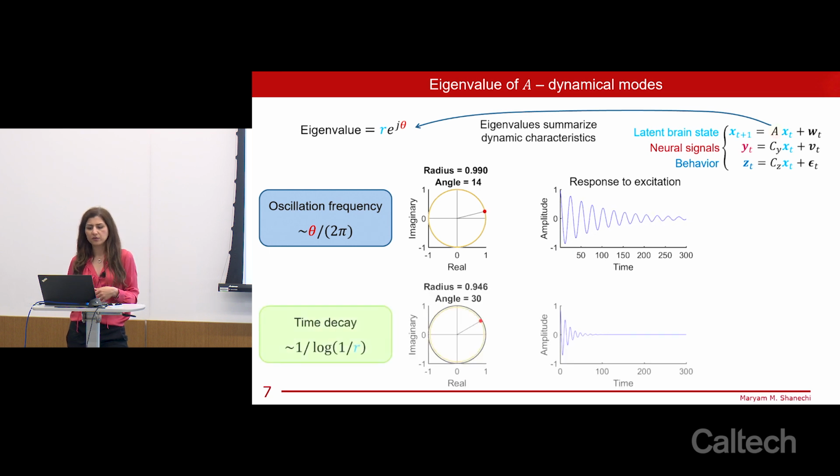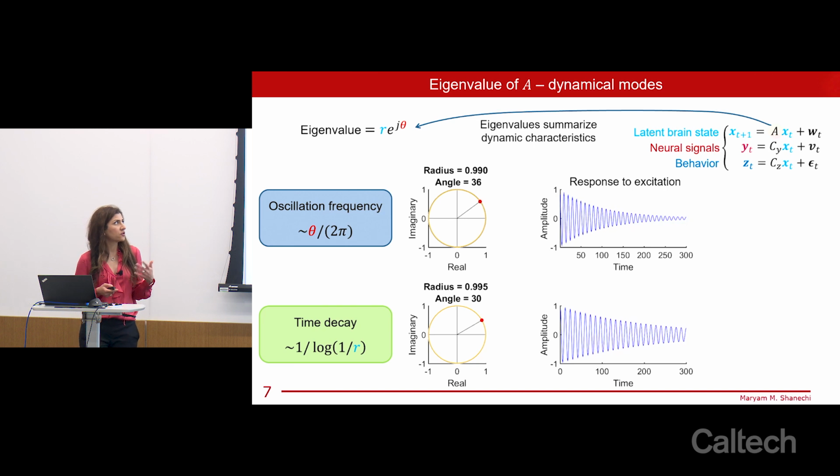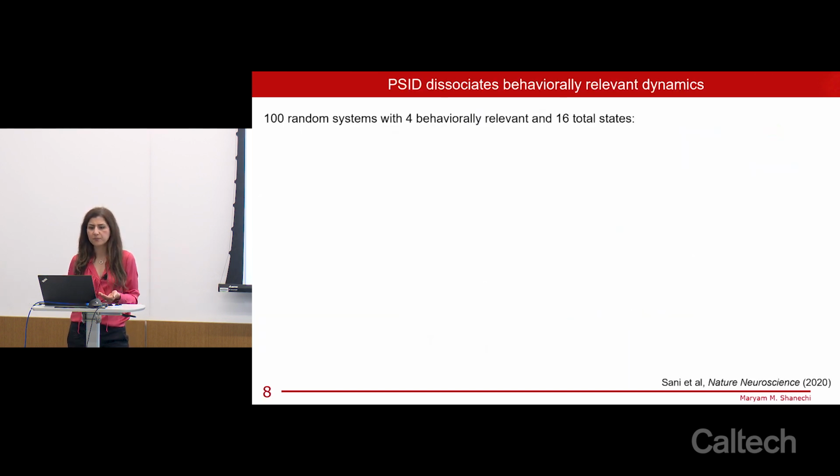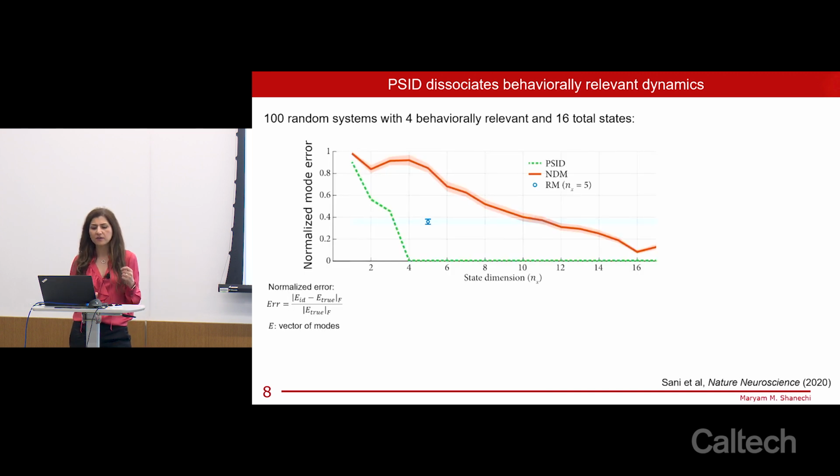the oscillation frequency as well as time decay in response to excitations. So we looked at these within simulated models and how well we can learn them. So we simulate 100 random systems with 4 behaviorally relevant states and 16 total states. And we'll look at the eigenvalue error, or equivalently, we call them modes. So mode error of PSID versus NDM, which is unsupervised, and across different state dimensions.